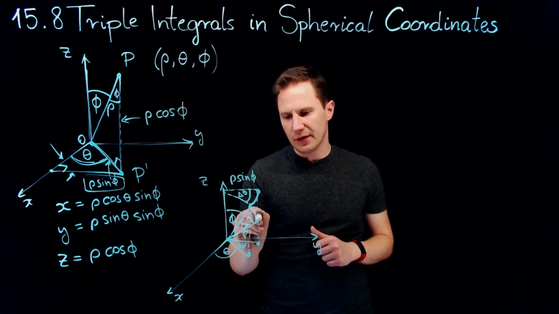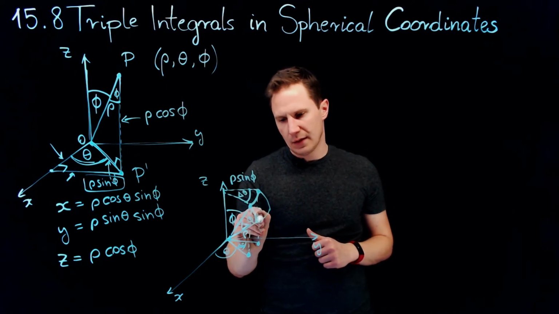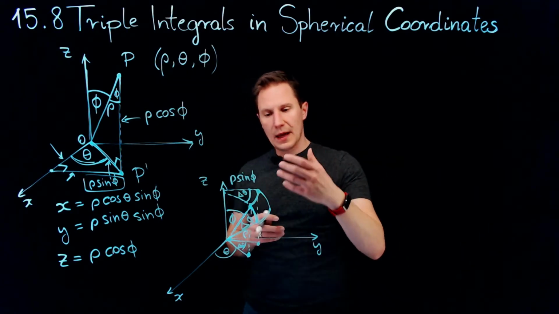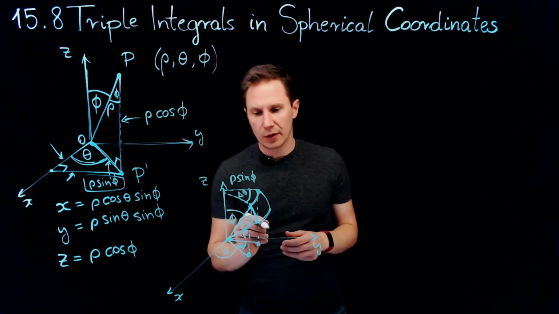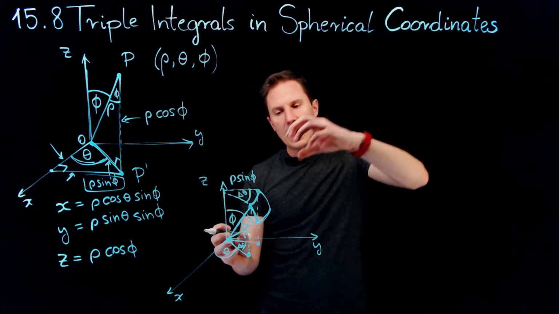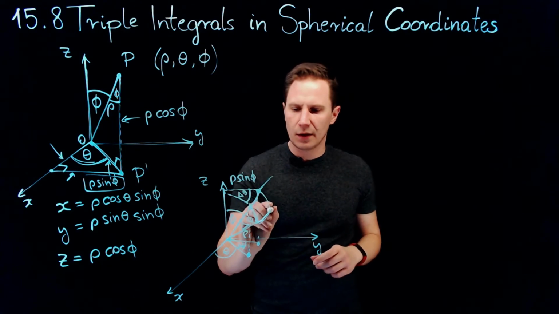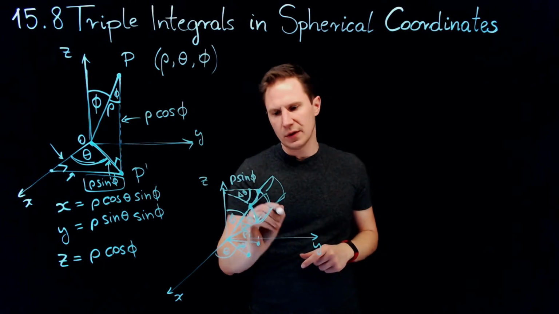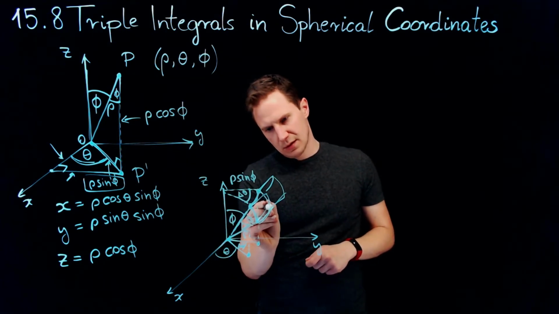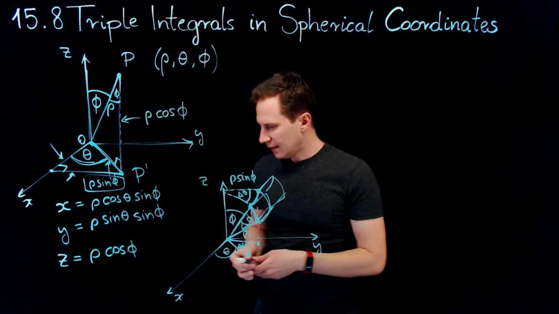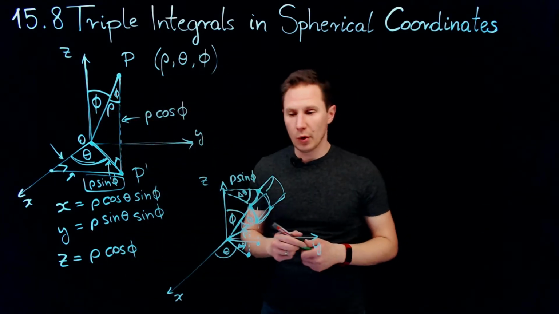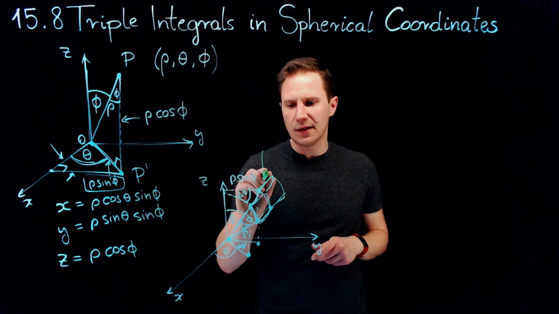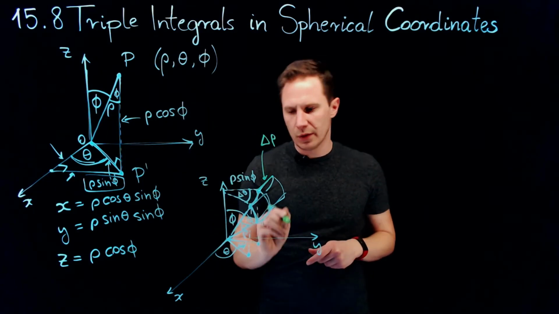So again, we have these edges. Okay, and finally, let's add a delta rho to our rho coordinate. That will take us away from the origin by an amount of delta rho. Okay, so let me now try and draw this box. It's not very nice, but the idea is that now we have a spherical box whose sides are, well, that side right there is delta rho.